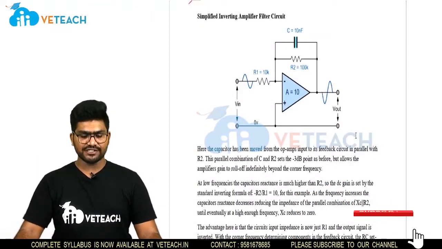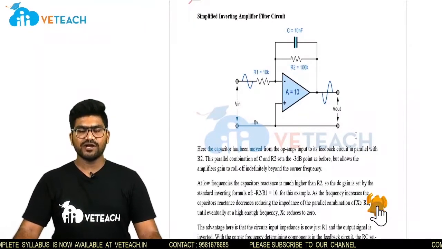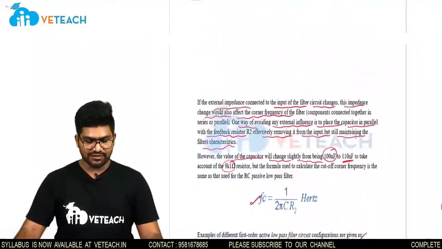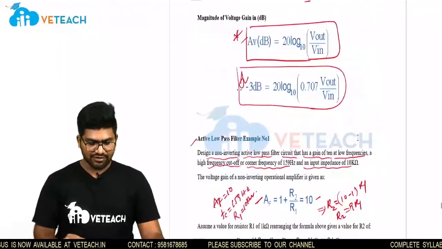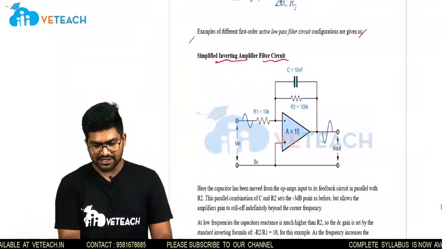In this session we are going to discuss the simplified inverting amplifier filter circuit of a low pass filter. In an earlier session we discussed the active low pass filter with an example. Now we'll see what the simplified inverting amplifier filter circuit is.